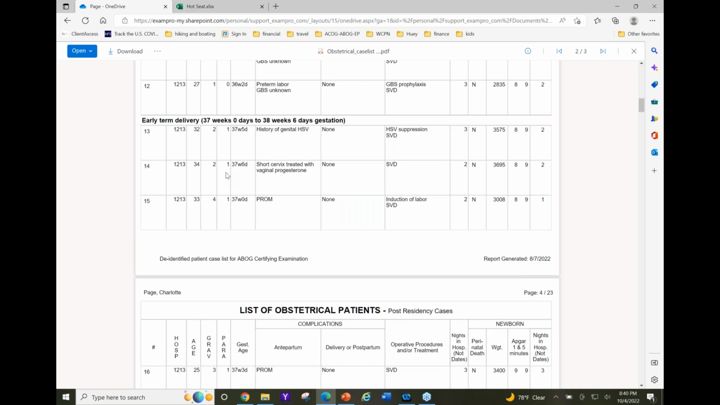And when would you take the cerclage out? 36 weeks.